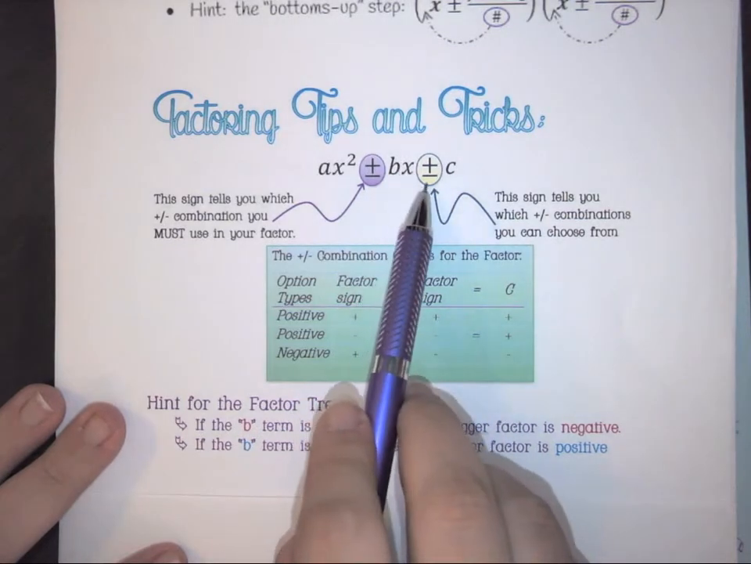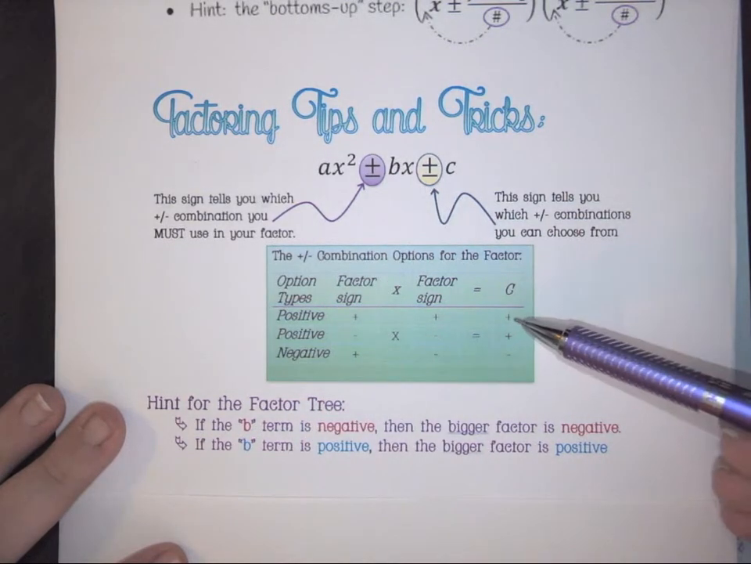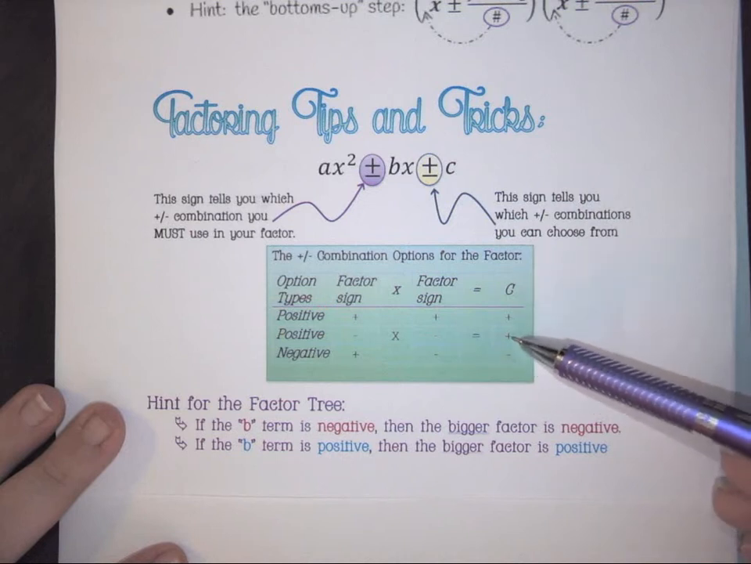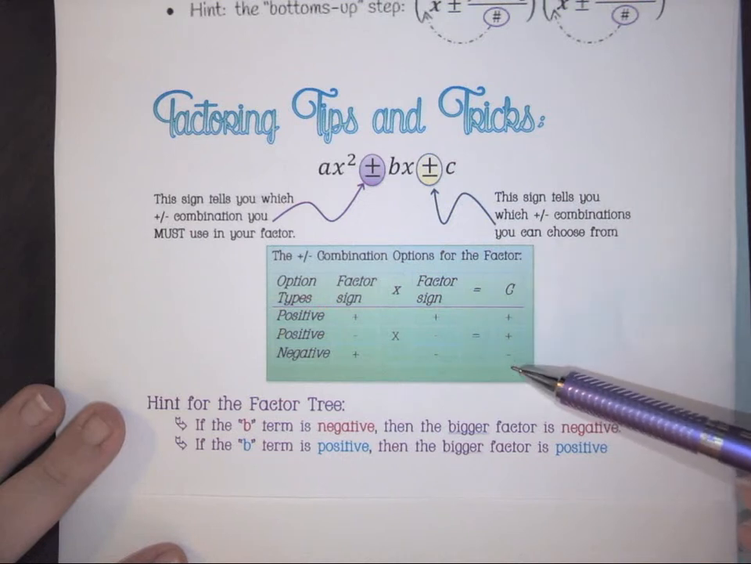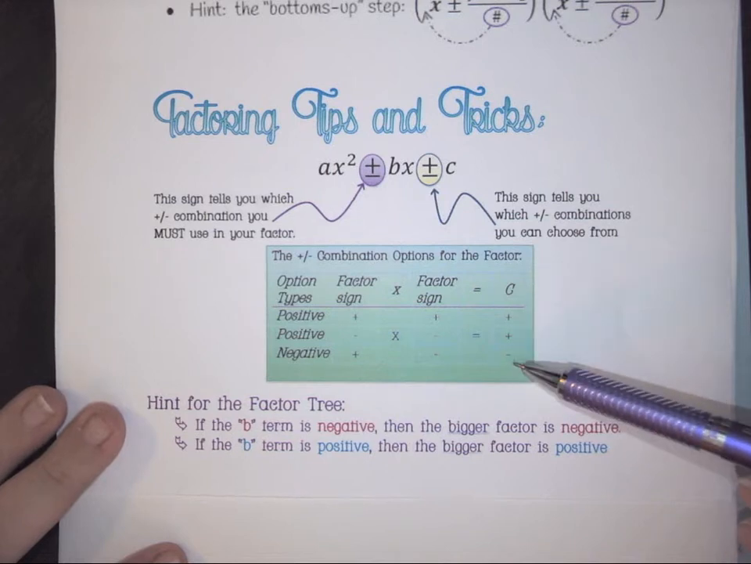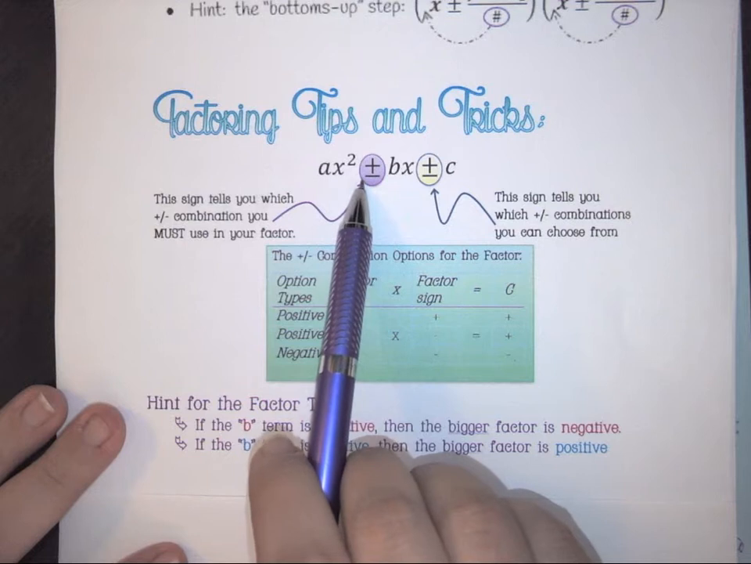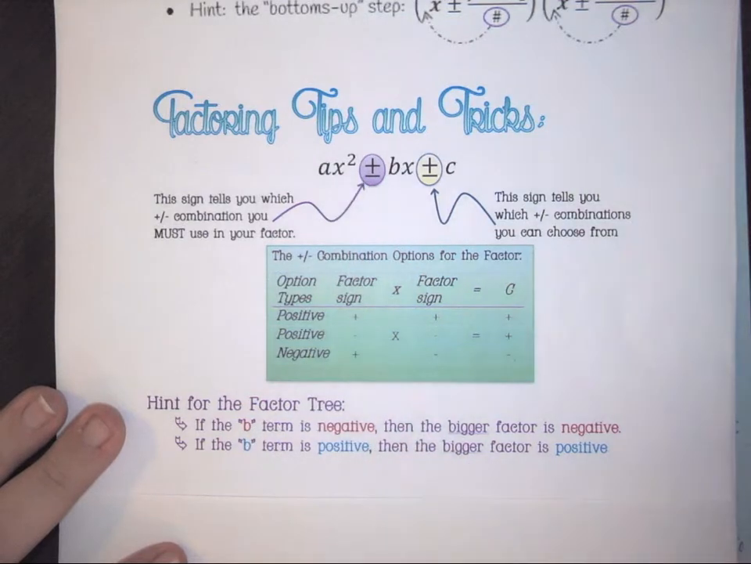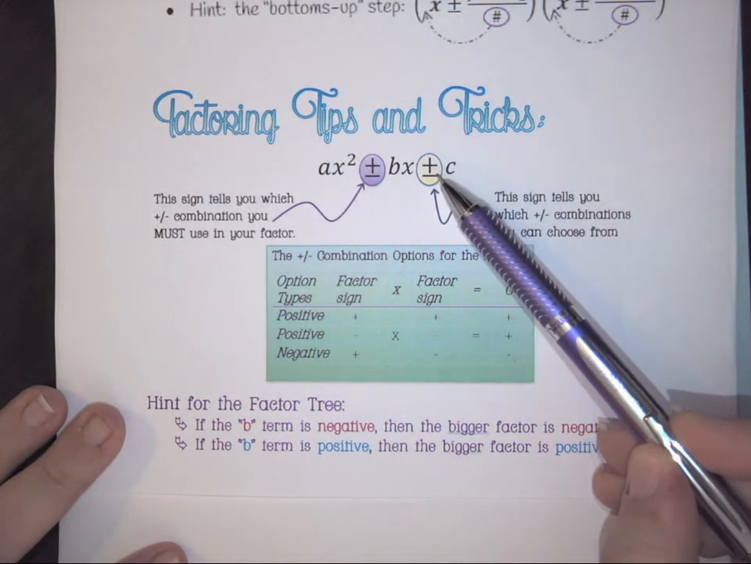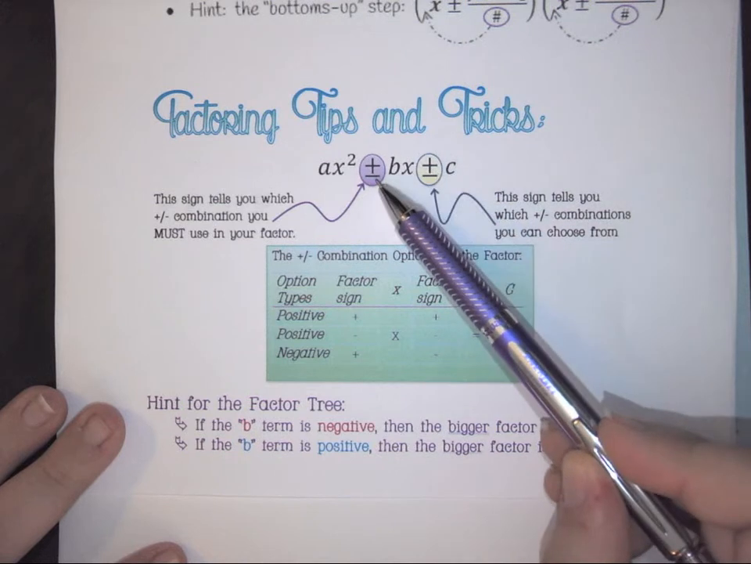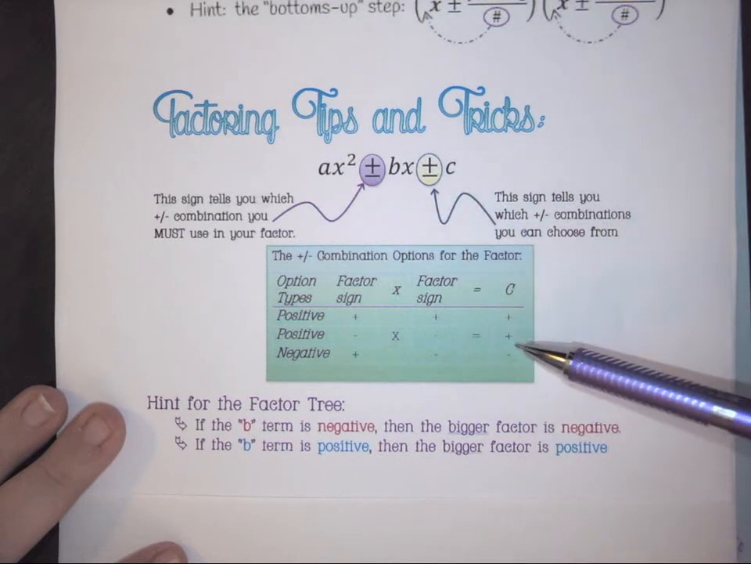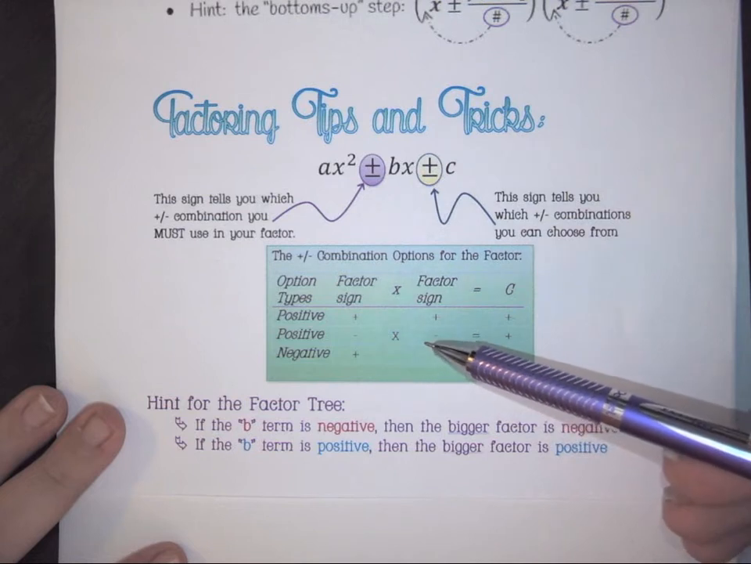So depending on what this sign is will depend which grouping, either the positive or the negative, that you have to choose from. Once you figure out which grouping you have, the middle sign here is going to tell you which one you have to use. For example, if this back sign was positive, but this middle sign was negative, then you would automatically know you have to use the negative factor. Okay?